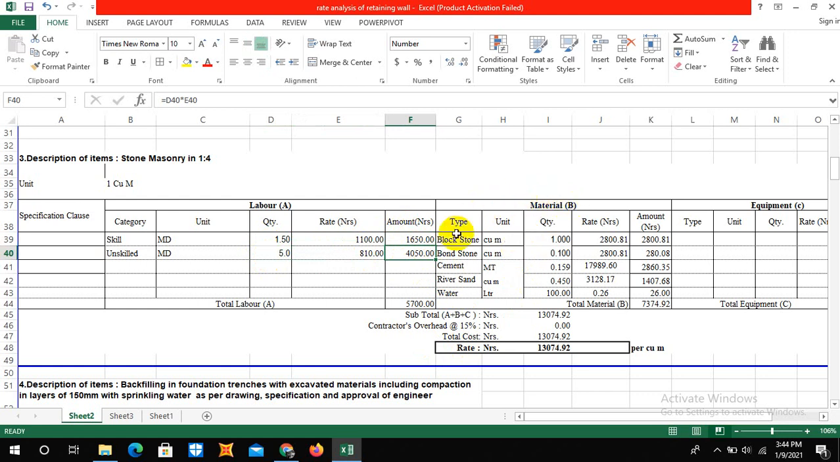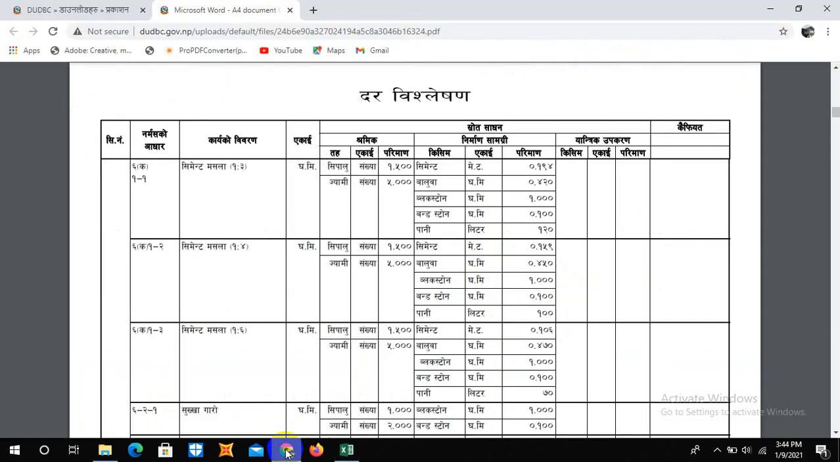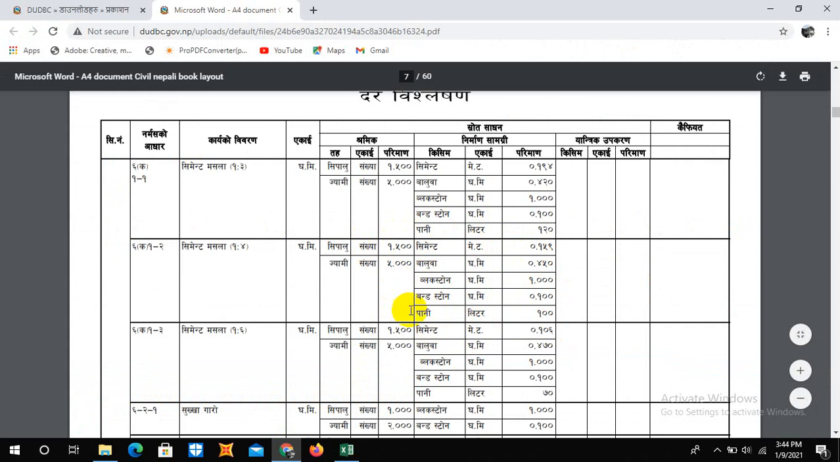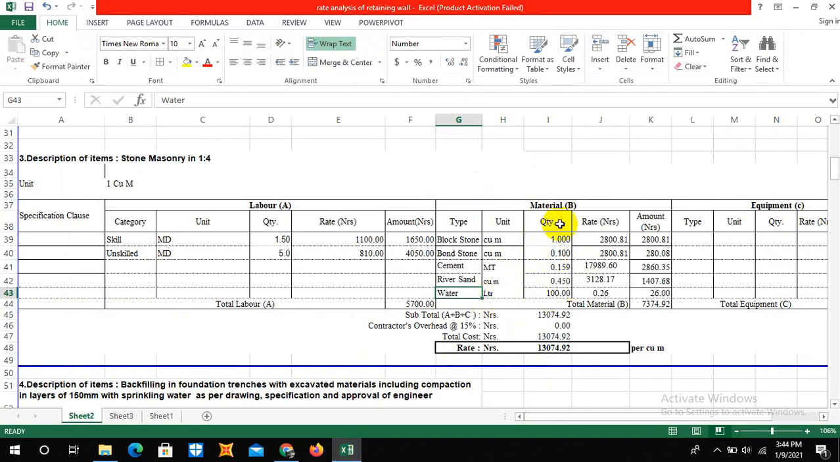In the similar way, the materials required for the construction of this masonry work are block stone, bond stone, cement, river sand and water. So I have written all these materials required from this column. In our case the materials required are cement, sand, block stone, bond stone and water with the desired quantity 0.159, 0.450. You need to jot down all these things and then write it in here, and then multiplying it by the desired rate which you will obtain from the municipality, you will get the desired amount.